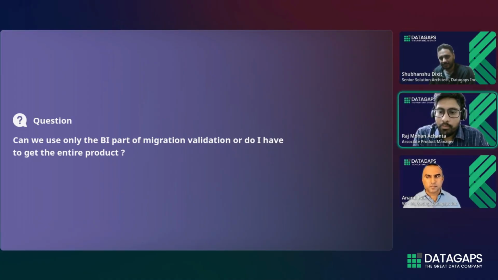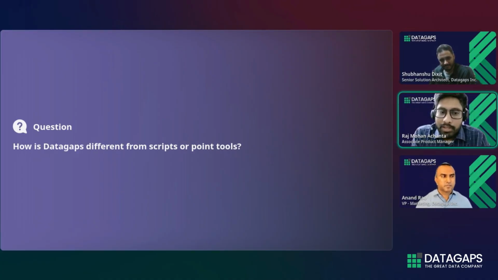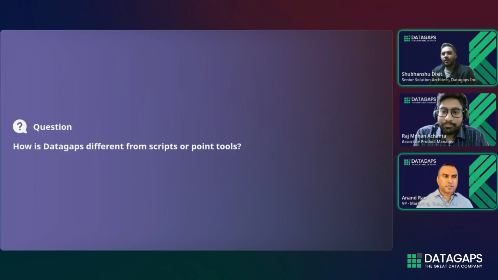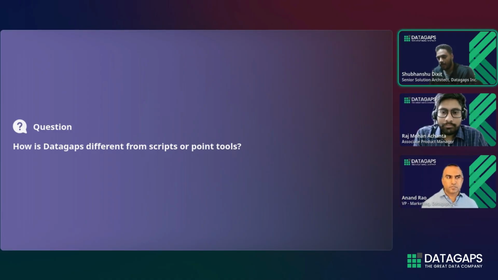All right. Moving on. How is Datagaps different from scripts or point tools? Sure. So the very first place where this application comes in is that it's a full-fledged enterprise application. So it takes care of a lot of hassles that you don't have to deal with from scripts. If you're working with scripts, there's one singular person who knows those scripts more often than not. But more importantly, scripts are heavily technical, require a great amount of expertise and very niche understanding to execute correctly as well as to maintain.